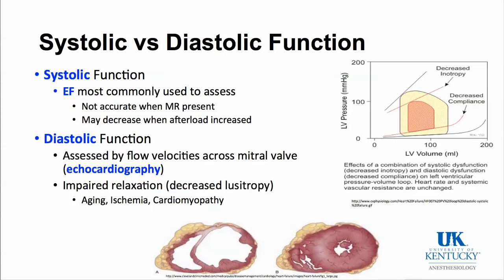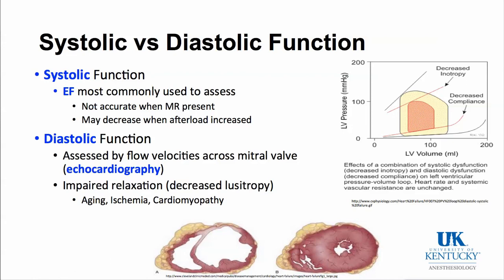What's the difference between systolic and diastolic dysfunction? Well, simplistically, systolic dysfunction would be that patient with a low ejection fraction, less than 40%. Not accurate when there's mitral regurgitation of any significance present because the ejection fraction can be quite high, but where is the fluid going? It can be going backwards through the mitral valve and less going out through the aortic valve. Ejection fraction may decrease when afterload is increased, i.e. giving large doses of phenylephrine.